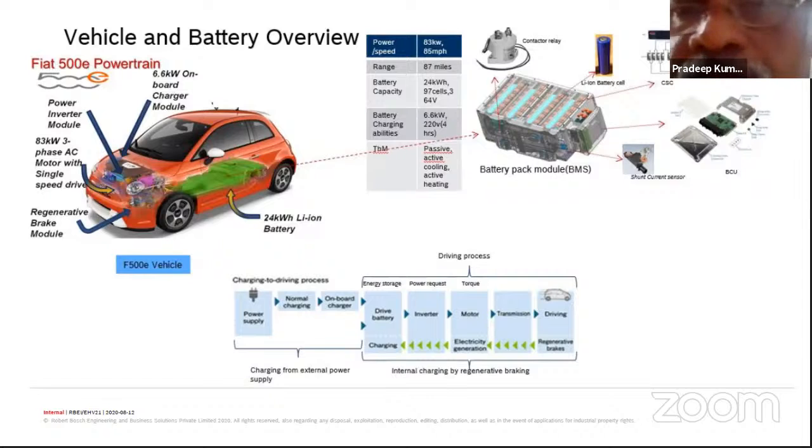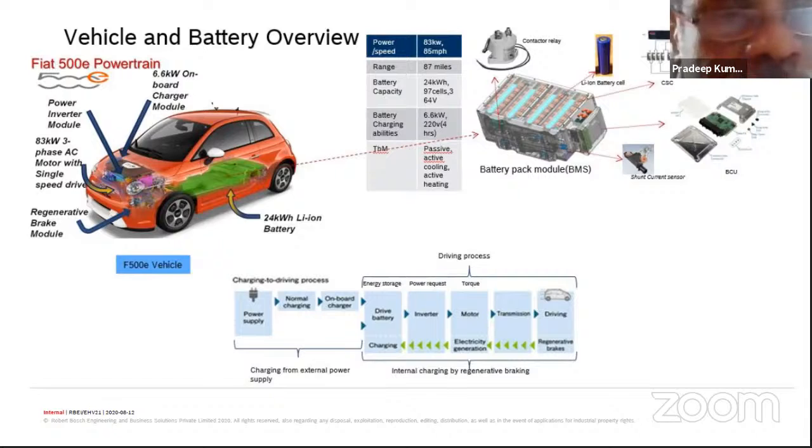This is not possible in our conventional braking system in the conventional IC engine vehicle. Then we have on the left-hand side the power supply. Typically, if this is AC power charging, then you need to have an onboard charger here, and this charger will convert the AC to DC, and this will charge the battery. A lot of standards are available for this charger.